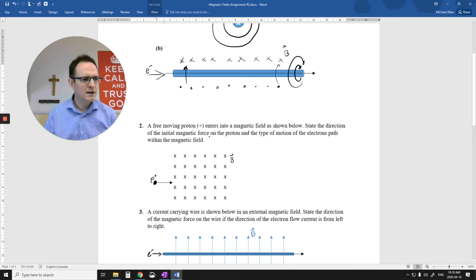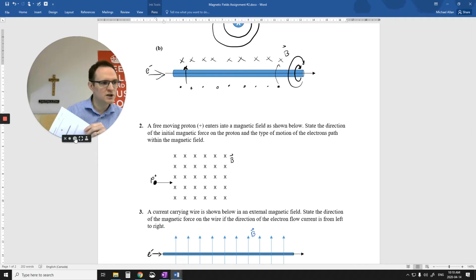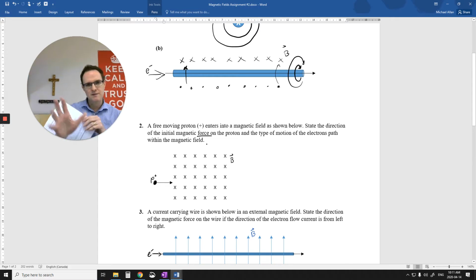Okay. For the next one here, we've got a free moving proton. So because of the proton, I'm going to be using my right hand this time. Okay. So I'm going to pull out my sheet to try to determine which direction. So state the direction of the initial magnetic force on the proton and the type of motion. When I'm talking about type of motion, I'm talking about, is it accelerated motion? Is it circular motion? Is it parabolic motion? What kind of motion does it look like? We'll get to that part in a bit.